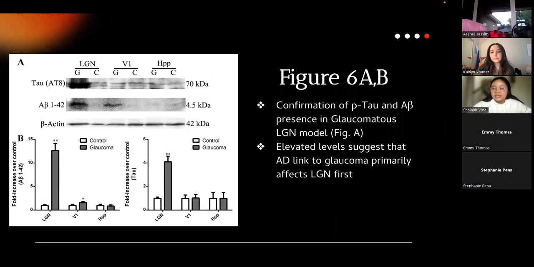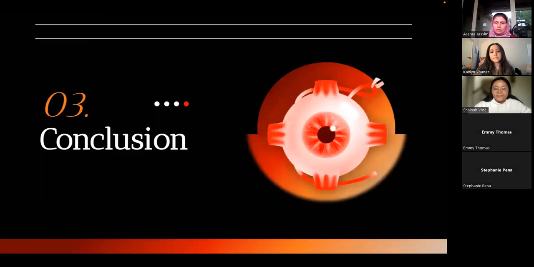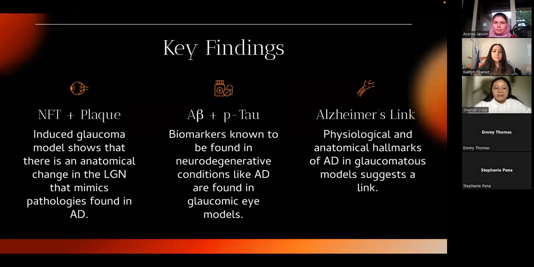With the summarization of these figures, we can move on to our conclusion, which can be summarized within three key findings. Firstly, with our NFT and plaque findings, we see that in our induced glaucoma model, there is an anatomical change occurring as a result of the glaucoma being induced, which does mimic pathologies that we find in Alzheimer's disease.